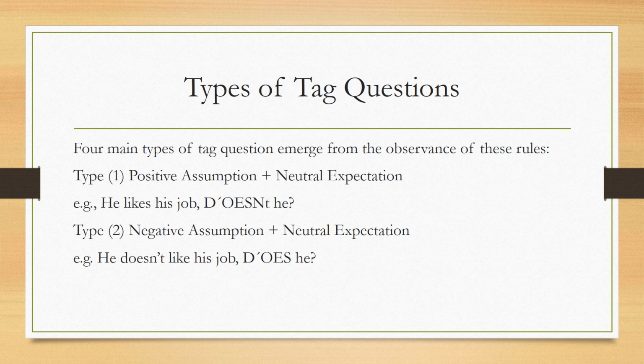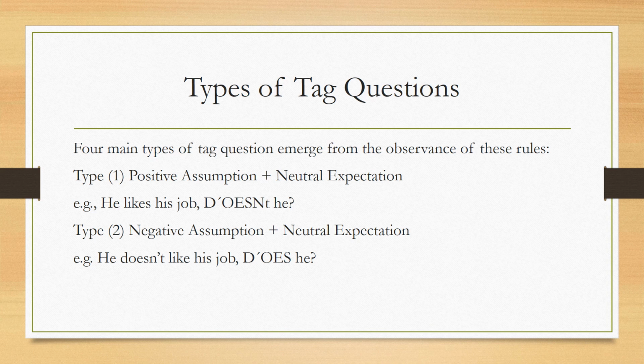So type number 1, or the structure of type number 1 of these tag questions, will have this form: positive assumption plus neutral expectation. Positive assumption means that the statement is positive. Neutral expectation means that your question is going to be neutral in its orientation, which means that it can be answered by either yes or no. The speaker does not expect any specific answer.